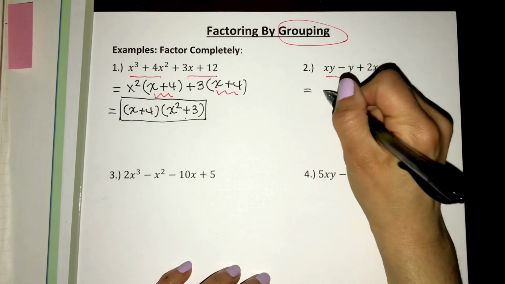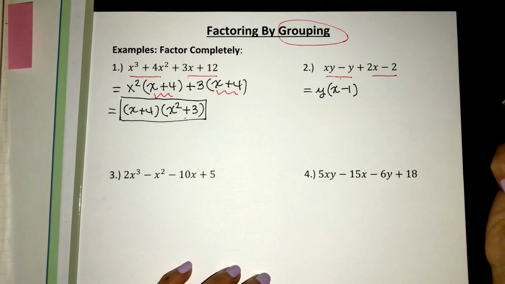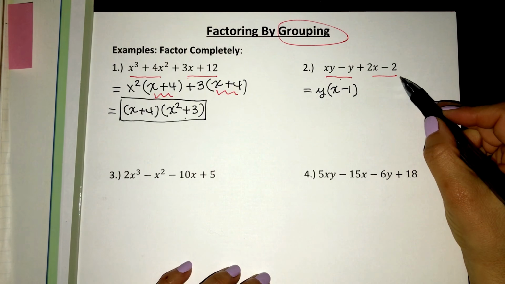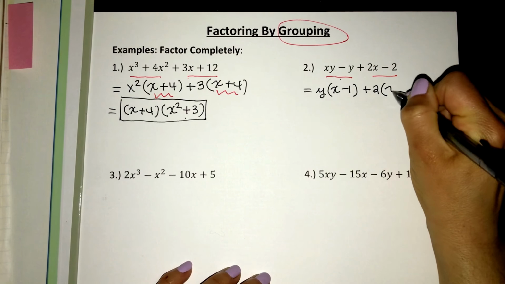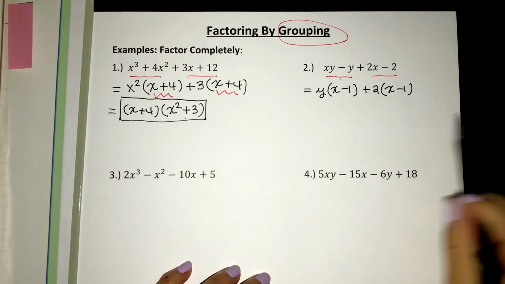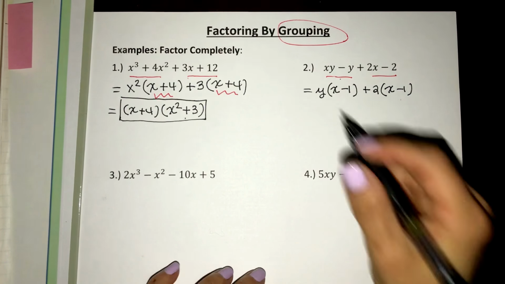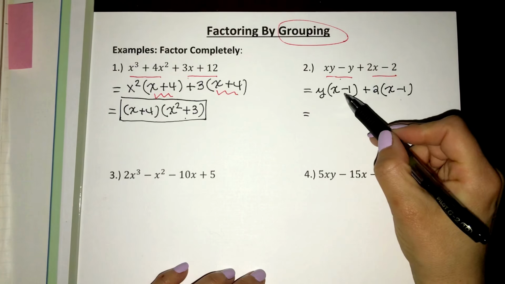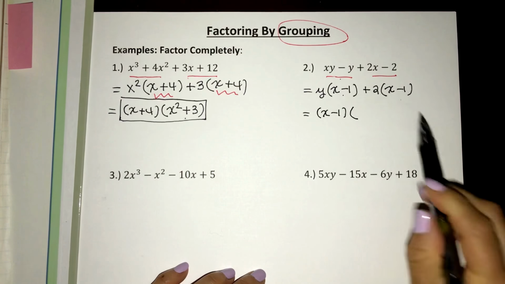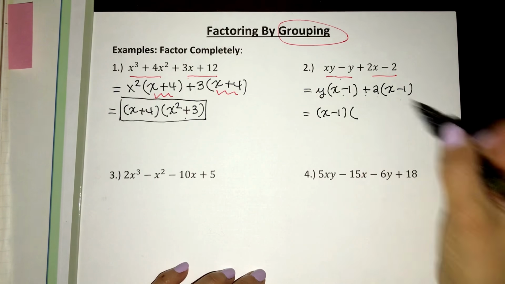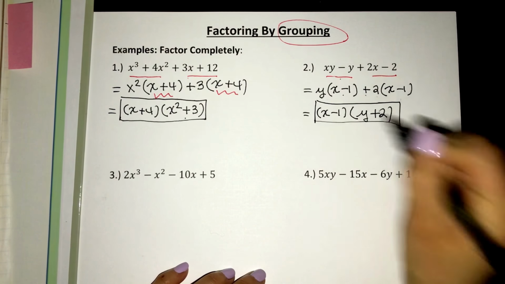For the first part, it's going to be y, and we get x minus 1. And then from the second part, we could factor out a positive 2, and we get x minus 1. So always make sure you check that these 2 factors are the same. Since they're the same, I can do the last step, which is factor out x minus 1, and then we're left with y plus 2. And that's completely factored.